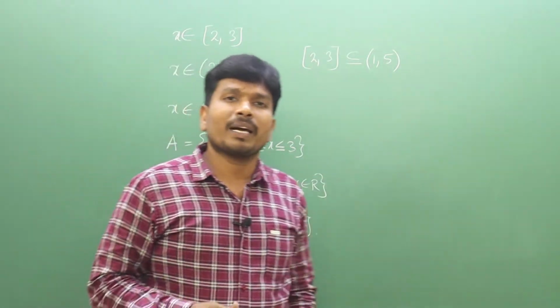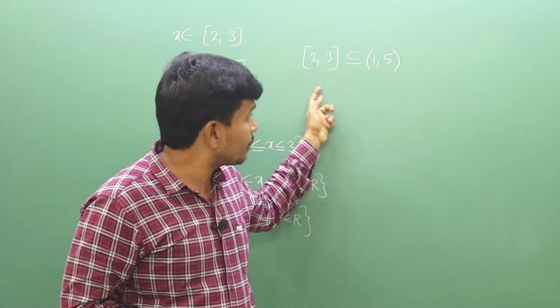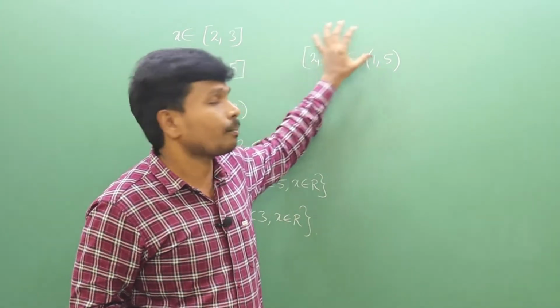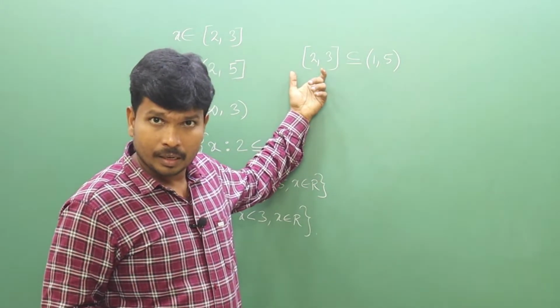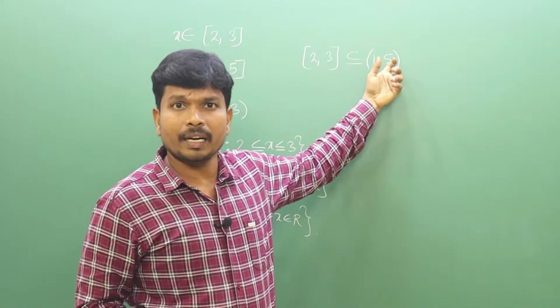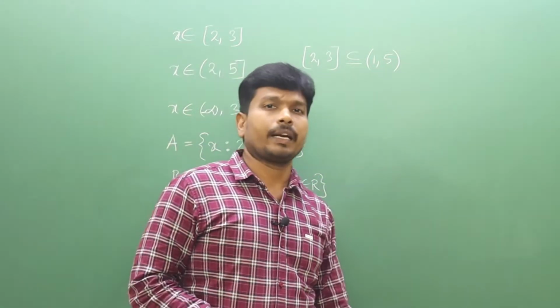So what is meant by a subset of a set? Every element in it must be in the other. Then this is a subset of this. Every element in the first interval is in the second interval. Then the first interval is called a subset of the second interval.